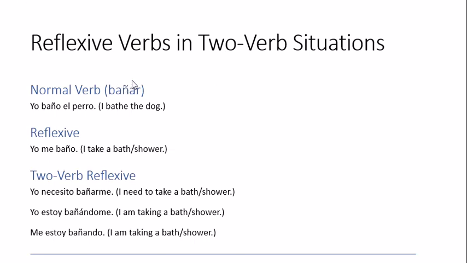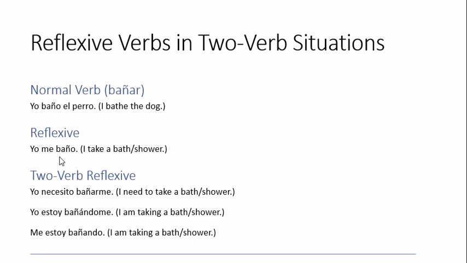So first, let's take the verb bañar. Bañar means to bathe. As we learned in the other video lecture, we can do that to or for someone else. And we can do that by expressing yo baño el perro. So I bathe the dog. Okay, that follows the normal verb conjugations that we've learned. And with what we just saw in the other video, yo me baño, using that reflexive pronoun me, now signifies that I'm doing that action to or for myself. So yo me baño means I take a bath or a shower.